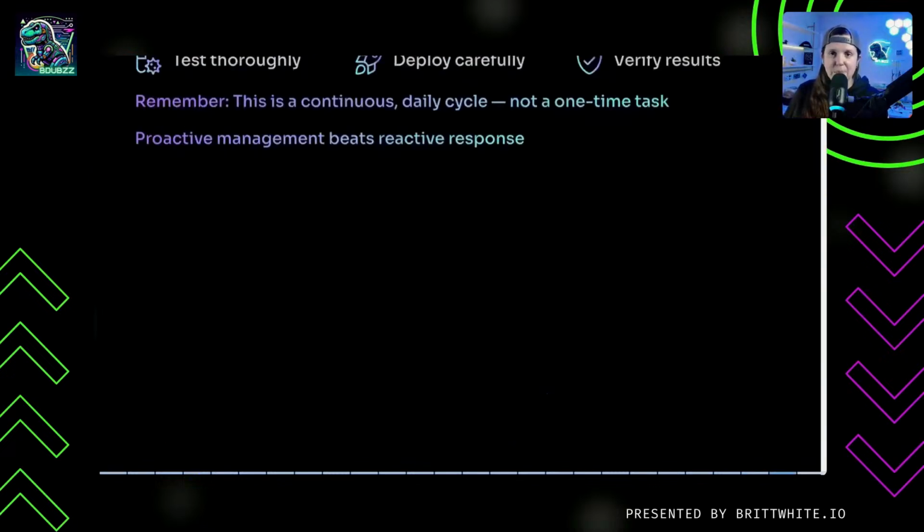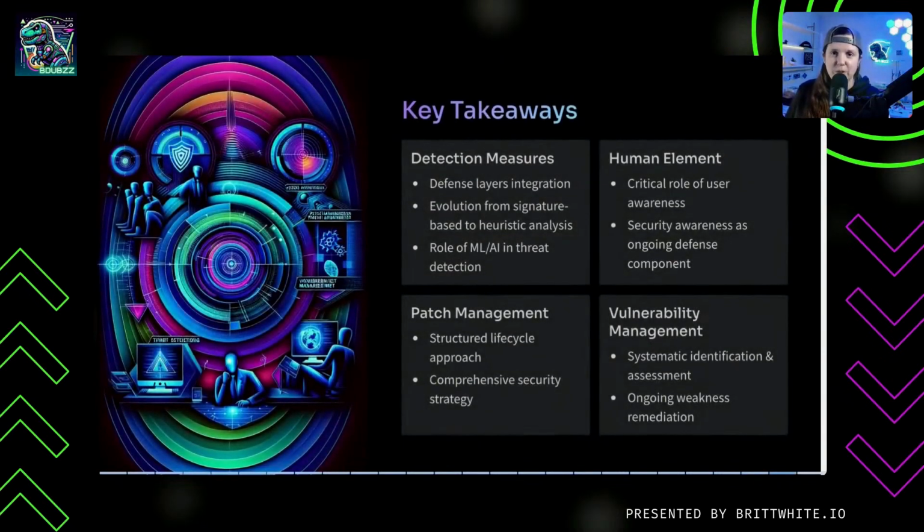Now let's recap the key points we covered in today's session. We started with detection measures, exploring how defense layers all work together, from traditional signature-based detection to advanced heuristic analysis. We also saw how modern ML and AI tools are transforming threat detection. Next came the human element, user awareness. Remember that even the strongest technical controls can't protect you if your users aren't properly trained. Security awareness isn't just a mere checkbox. It's an important defense component requiring ongoing attention.